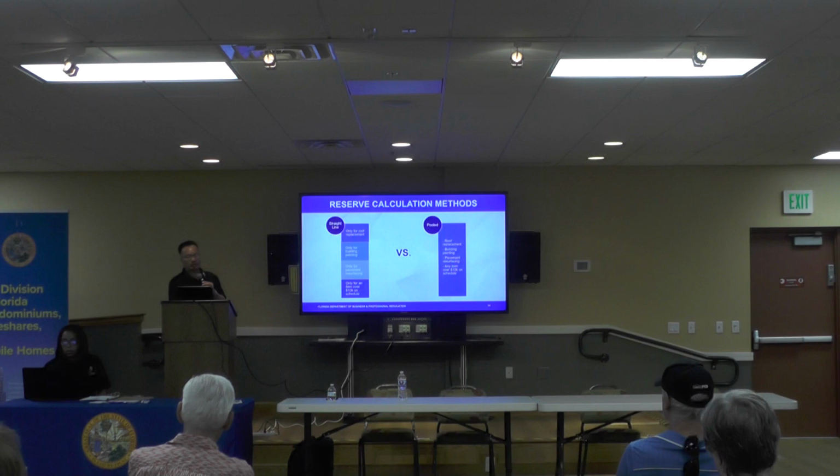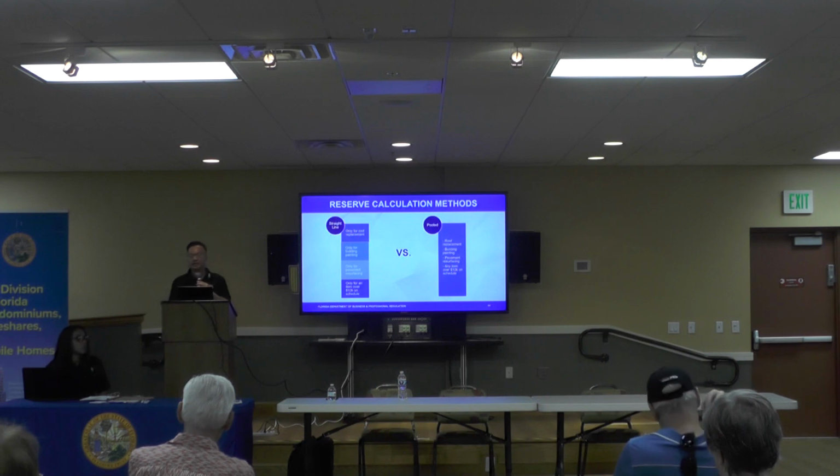The second method of collecting reserves is called the pool method. This method allows the association to have a single source of funds to pay for multiple categories of reserve expense. Let's take a look at the second diagram. This shows the pool method.